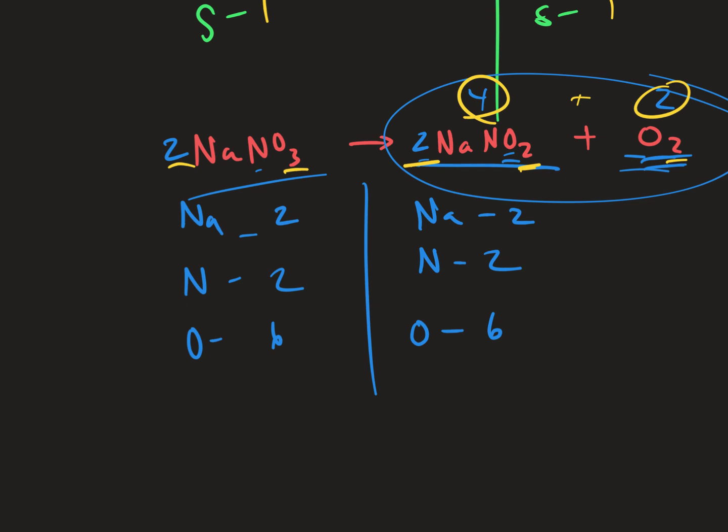We need 7 right here? Oh, because we have 1 right here. 1 plus what is 7? 6. So what number goes here to make this 6? What times 2 is 6? Do you get that? And now we have 7 on both sides. 6 here plus 1 right there. You get that?